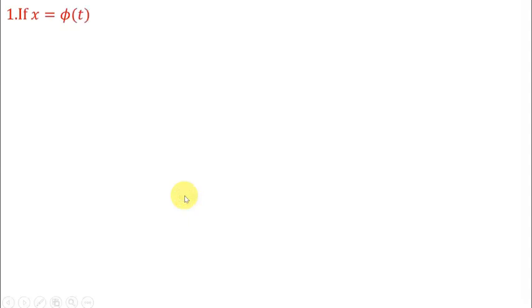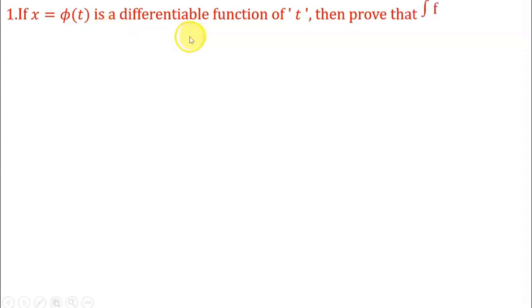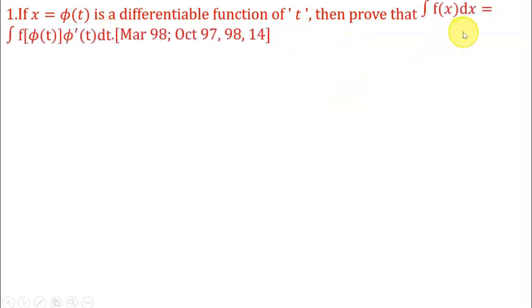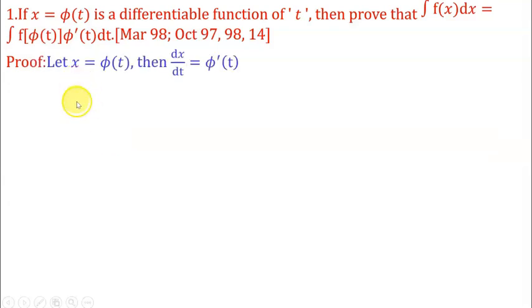Now let us see the first example. If x is equal to phi of t is a differentiable function of t, then prove that the integral of f of x dx is equal to the integral of f of phi of t into phi dash of t into dt. This is a theory type question. Now the proof. Let x be equal to phi of t. Differentiate this with respect to t. Therefore, dx upon dt is equal to phi dash of t.